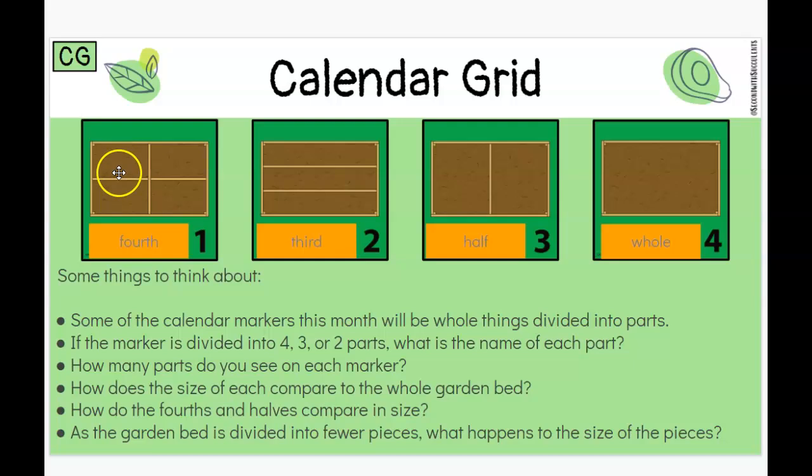Let's look at our fourths over here and our halves over here. How do the fourths and the halves compare? Thinking about the fourths, how many fourths would you need to be the same size as 1/2? Show a connection if you're thinking that you need 2/4 to be the same size as 1/2. Yeah, that's good thinking. You could take these two pieces, move them over here, and they'd fit in this space. It's the same. Now, as we divide this garden bed into fewer and fewer pieces, what's happening to the size of those pieces?